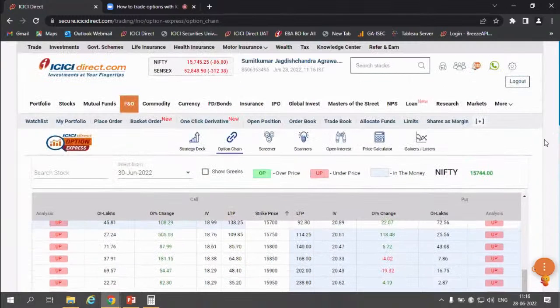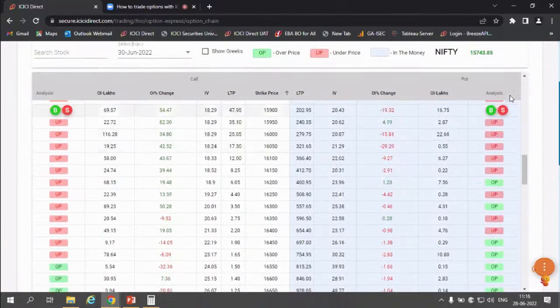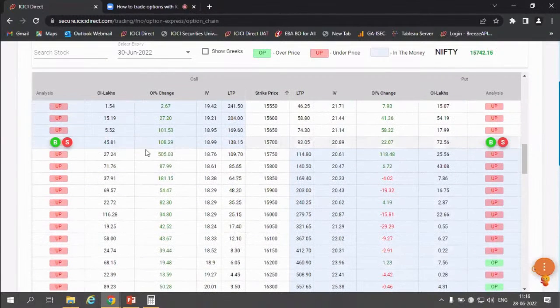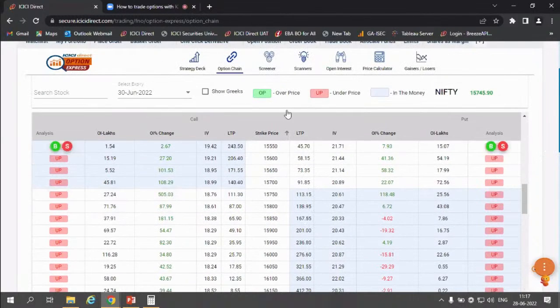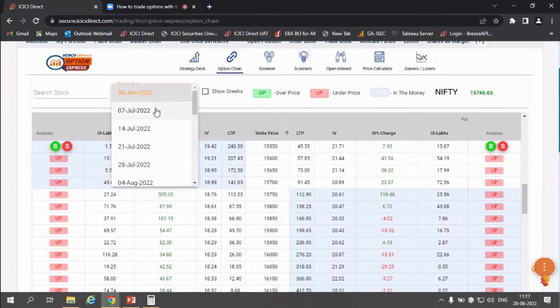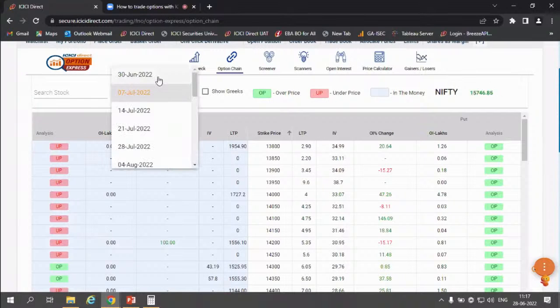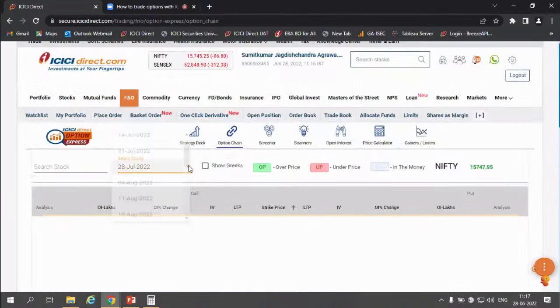At the moment, the current market price is about 15,745, 15,743. So 15,700. This is where you will be able to see the live option chain. You can see the LTP changing for this live option chain. Let me go through the components over here. By default it is showing Nifty. Then you have this select expiry date. You can select the expiry date of the 7th July if you want, or if you want to go with the current expiry, which is 30th of June basically.